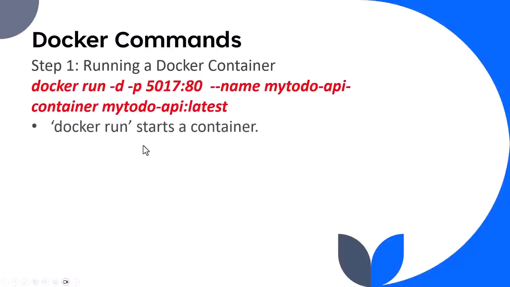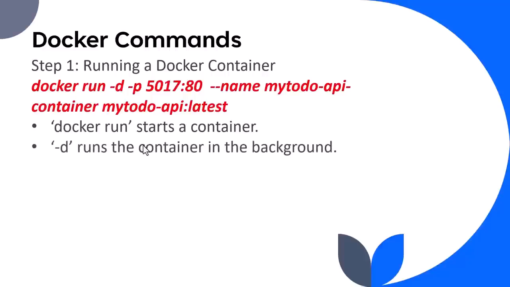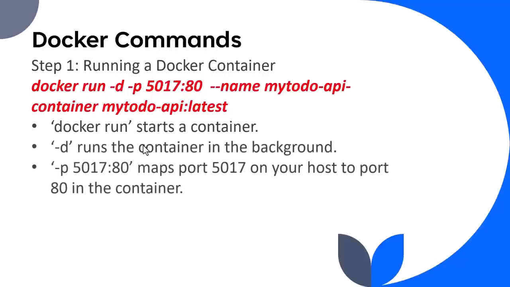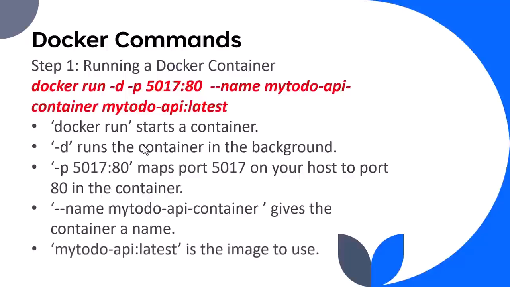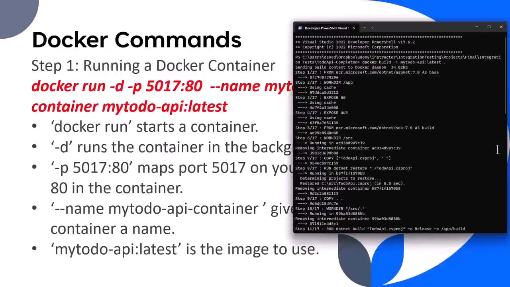Let us quickly review. Docker run starts the container, -d runs the container in the background, and this maps port 5017 on your host to port 80 in the container. This --name my to do API container gives the container a name, and my to do API latest is the image to use. So let's run these commands like we did to build the image.